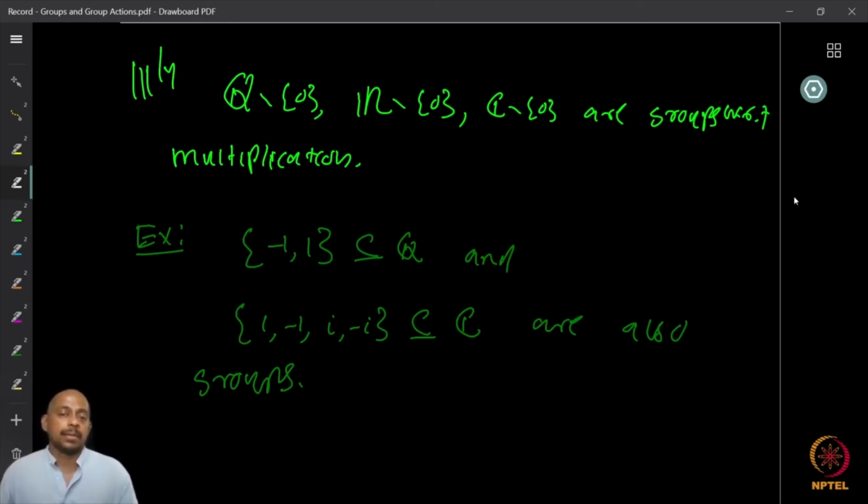Because any two elements, if you multiply, belong to the set itself. Every element has a multiplicative inverse, which is itself, right? And then you have the identity element, which is 1. So you have all this associativity that I can verify. Then you have 1, minus 1, i, minus i. This is also a subset of C, because i and minus i are complex numbers. This is also an example of a multiplicative group. So we can verify all these things.